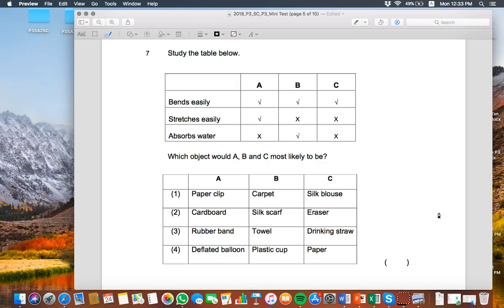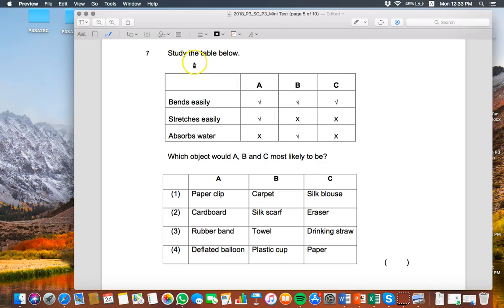Bends easily means it's flexible. Stretches easily means it's not strong. If you can stretch it easily, it's not strong. It absorbs water. The opposite would be that it is waterproof. Now let's look at material A. It can bend easily, that means it's flexible, it stretches easily so it is not strong, and it is not waterproof.